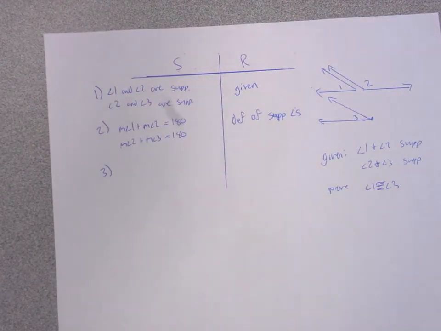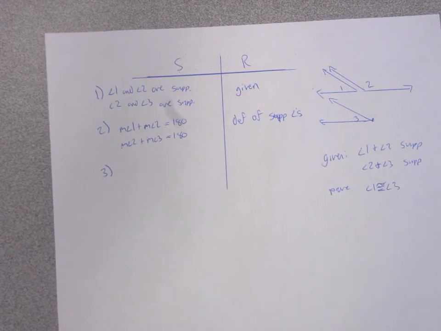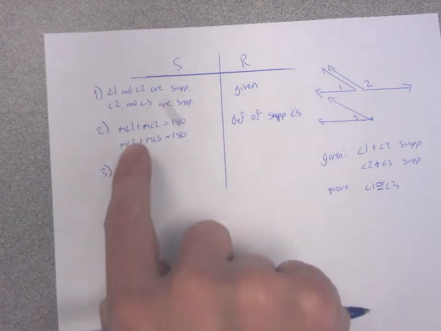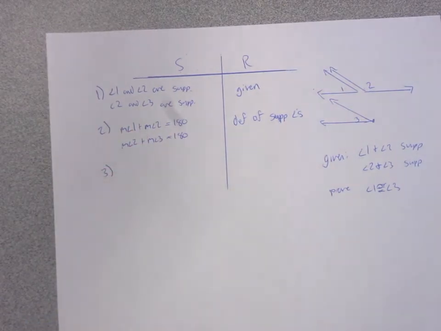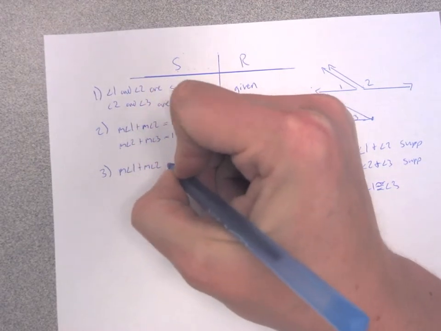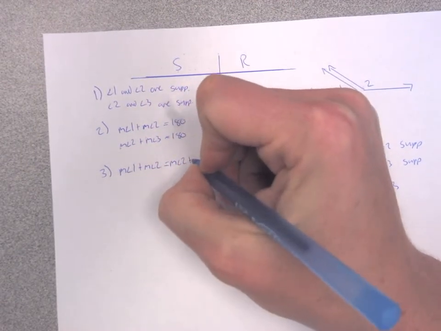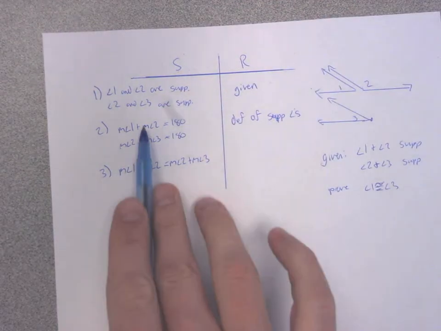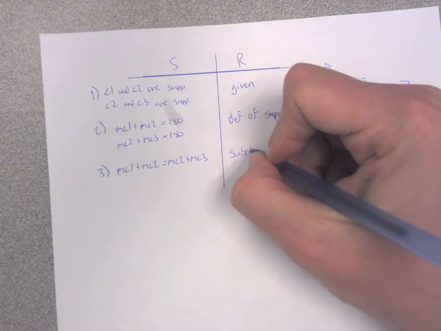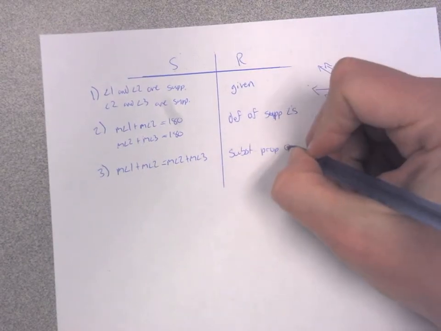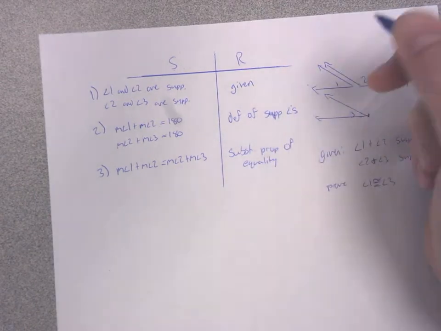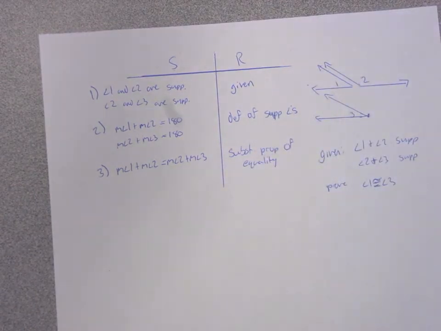So we have these two equations, and they're both equal to 180. So what we can do is set this expression equal to this expression. If two things are both equal to 180, then they also have to be equal to each other. So the measure of angle 1 plus the measure of angle 2 equals the measure of angle 2 plus the measure of angle 3. So I've set this one equal to this one because I know they're both equal to 180. And that is the substitution property of equality. Remember, when I replace something with what it's equal to, that's substitution.